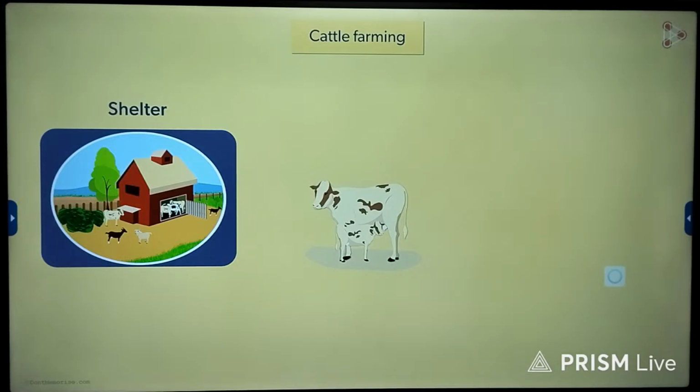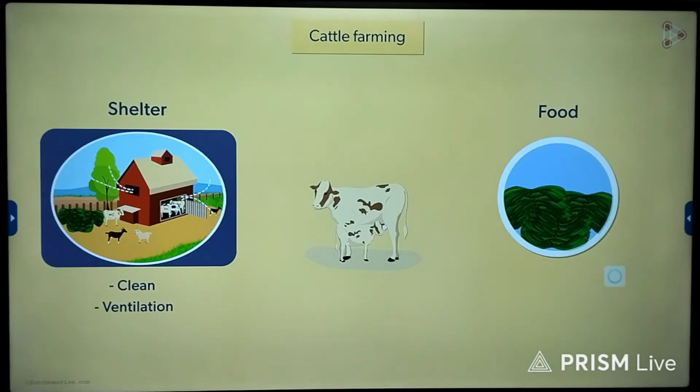These shelters must adhere to basic requirements of hygiene. These shelters, for instance, are a must. They need proper ventilation. Food, on the other hand, must be provided for two major reasons. First, food should sustain their needs for maintenance of the body. Secondly, additional food must be provided to suffice their bodily needs for producing milk.